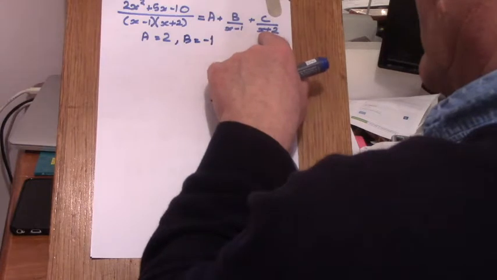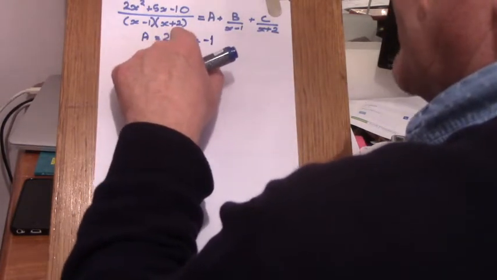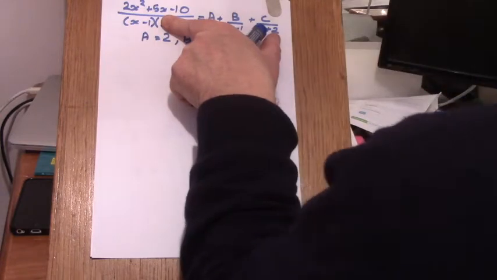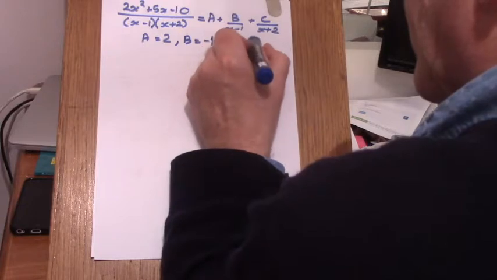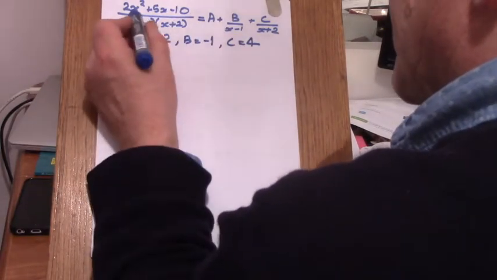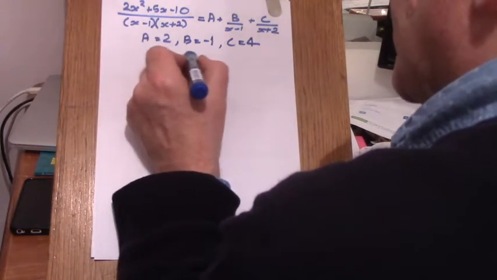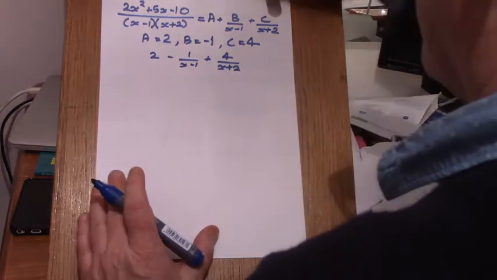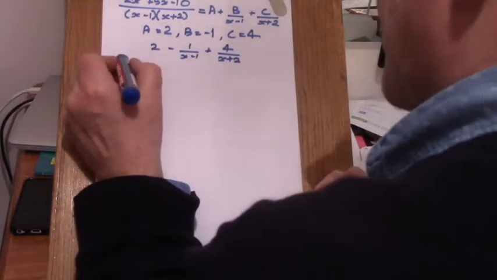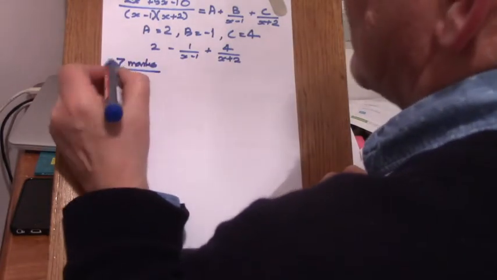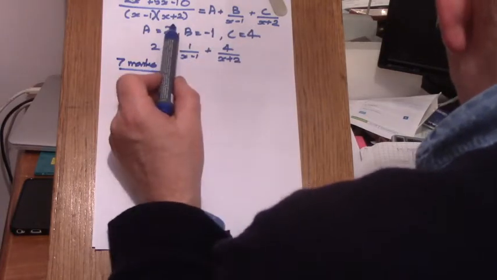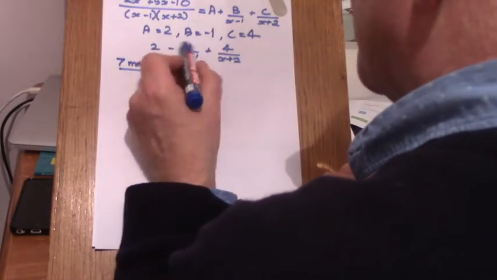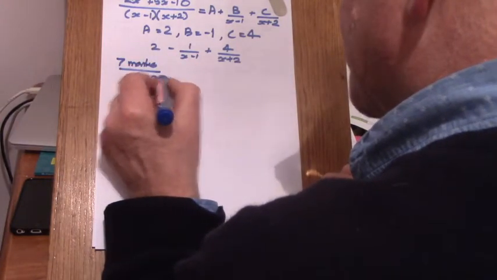For the value of c, we find a value of x which makes this equal to 0, namely minus 2, and cover it up and evaluate the remaining fraction with x is minus 2, from which we get c equals 4. And so we can say that this fraction is equal to 2 minus 1 over x minus 1 plus 4 over x plus 2. Part B of the question carries 7 marks. And part B of the question is to express this as a power series. And the conventional method takes these partial fractions and expresses them like this.